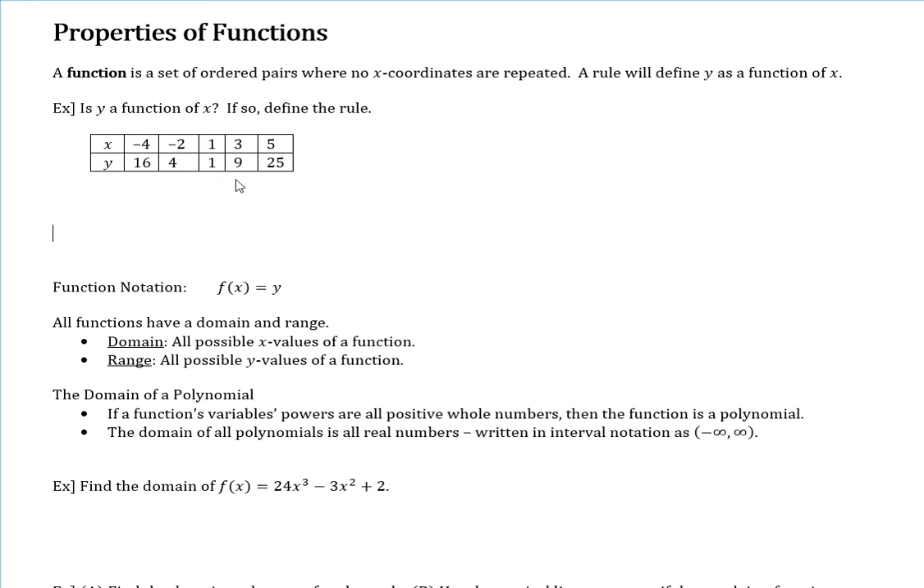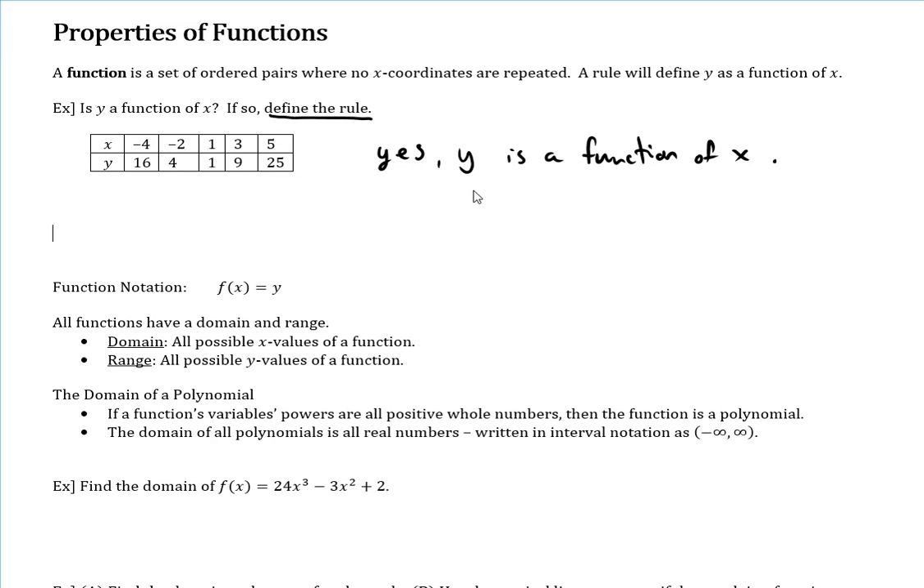Well, all I have to do is look at the x-coordinates, and notice there's no x-coordinate that is repeated here. So that means this is a function. Yes, y is a function of x. Okay, so that's it. So that's all we had to do. So there's no repeated x coordinates in this list.